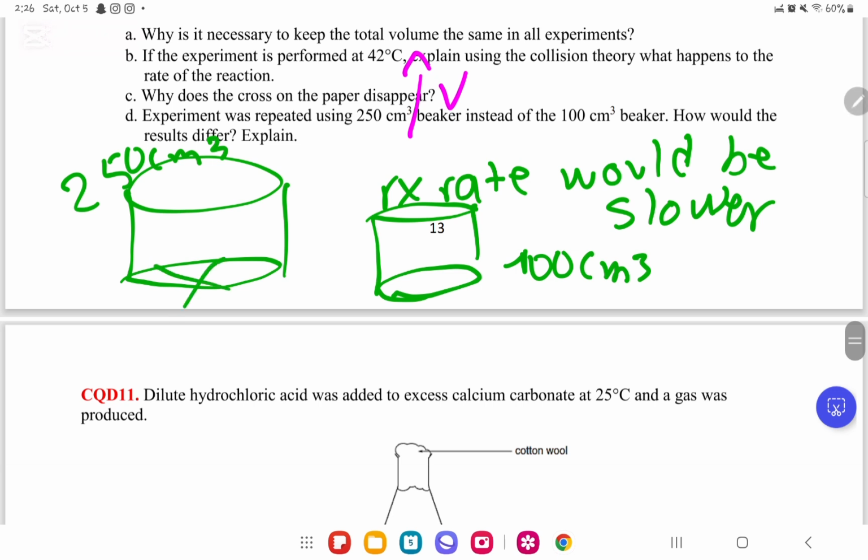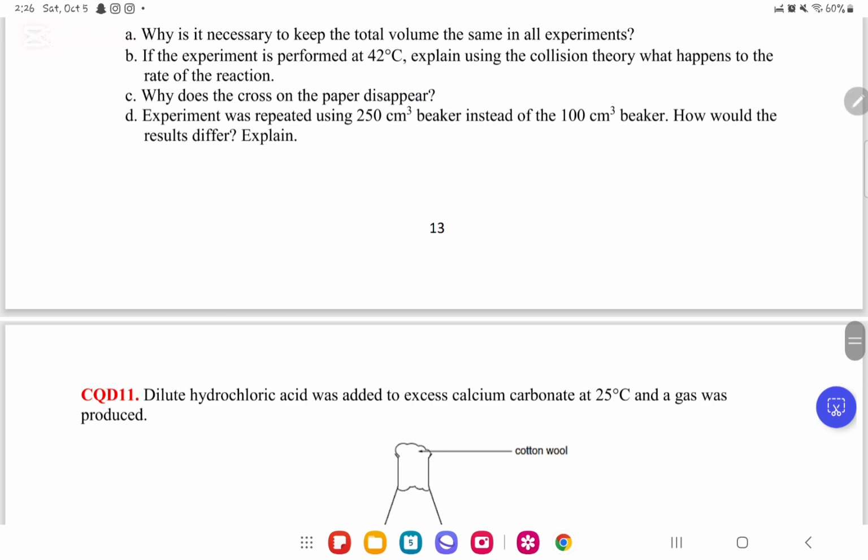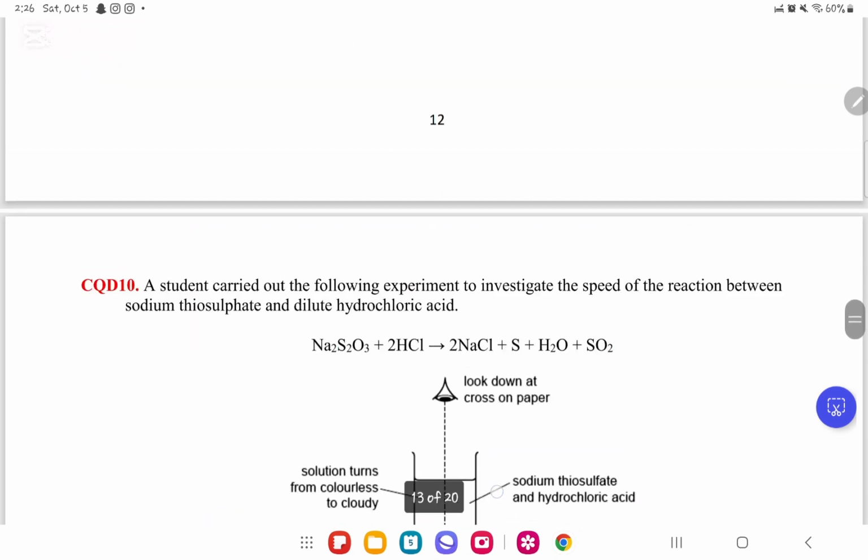And so this would be our x now. Instead of our x being smaller, it would be like this. If we kept everything the same, they would happen slower, and to cover the x with the solid, it would take a longer time. So in short, the time for the cross to disappear would be longer. Why? Because the bottom will have a larger surface area and the precipitate will take a longer time to form.